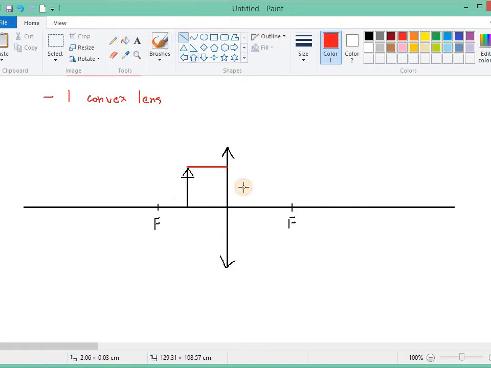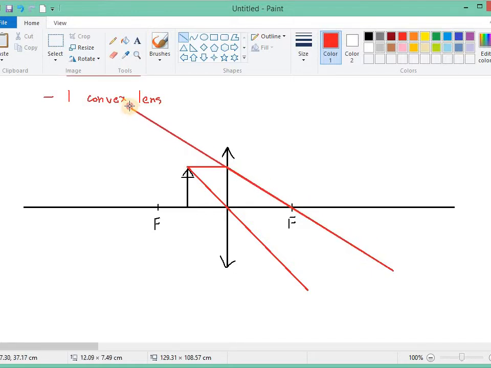Draw the first ray straight in, passing through the focal point. The second ray passes through the optical center. So this is where the image will form. This is the location of the image.